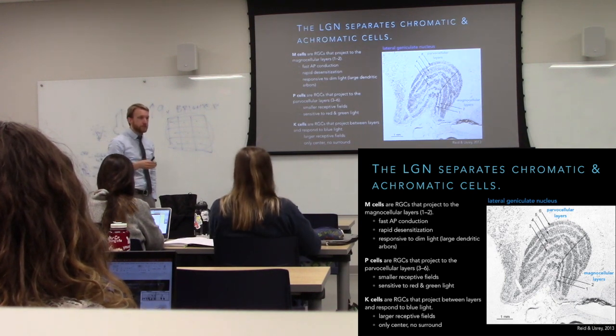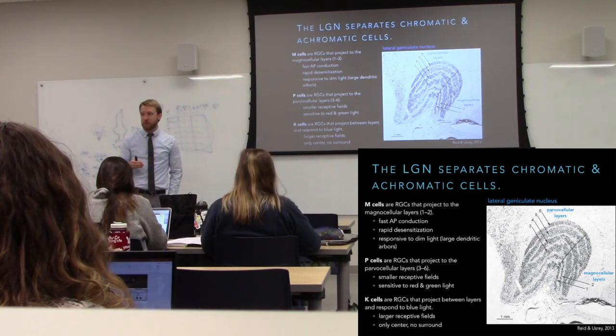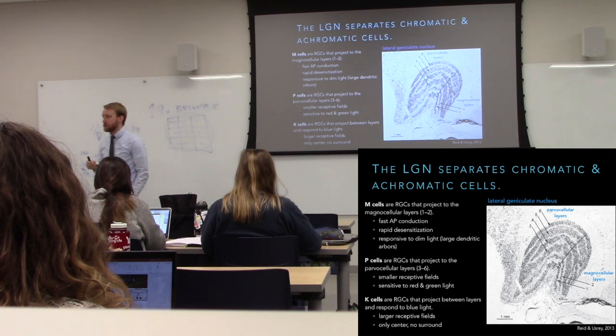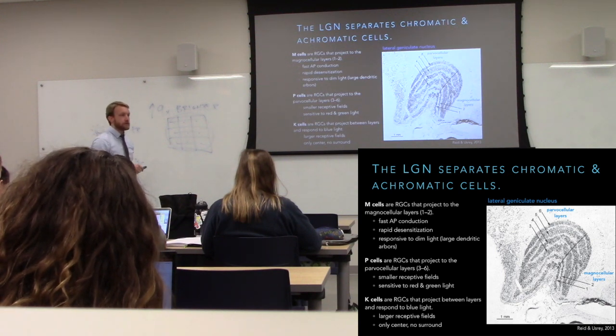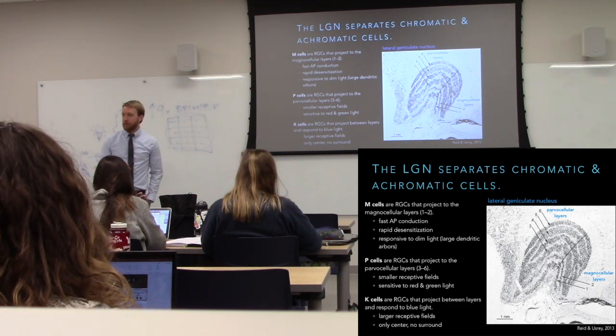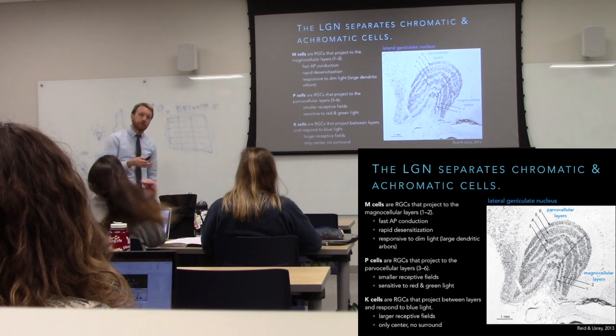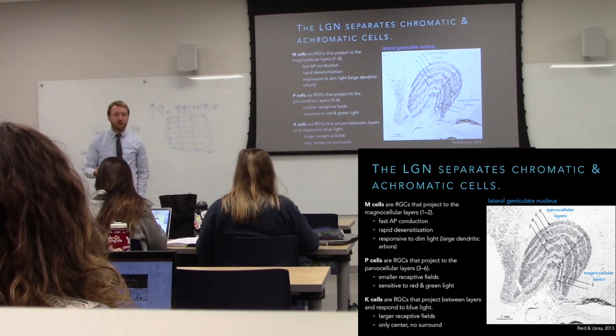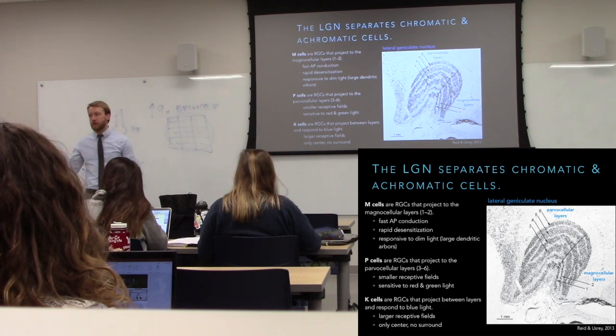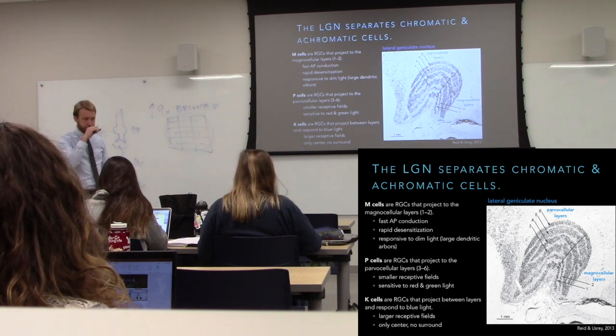There's an organization in our lateral geniculate nucleus. Not surprisingly, we're going to see that this organization is carried forward in the primary visual cortex. So there's a retinotopic map. Some neurons that are near one another in the retina target neurons that are near one another in the LGN, those target neurons that are near one another in the primary visual cortex.